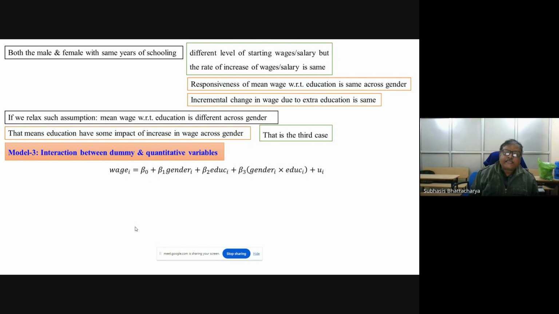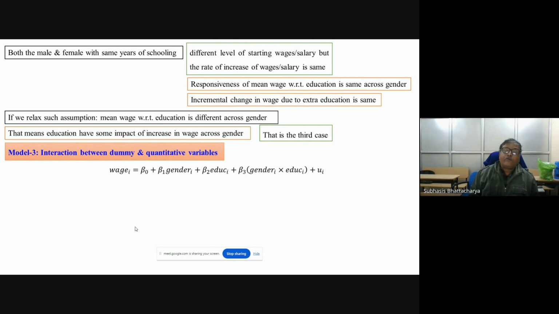Look, wage is equal to beta 0 plus beta 1 gender plus beta 2 education. Up to this, it is similar to model 2. But here we bring another term, that is beta 3, which is gender cross multiplied with education. This is called the interaction term. Beta 3 is the coefficient of the interaction term.